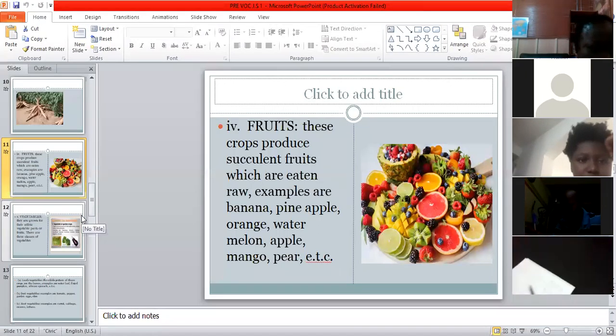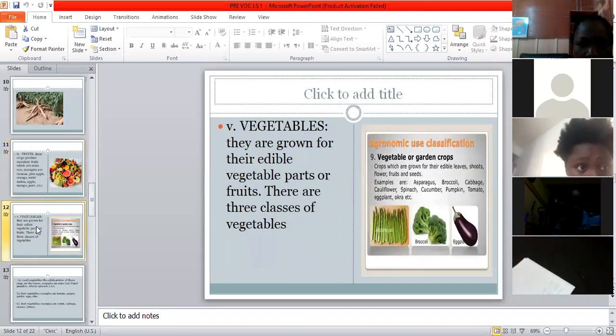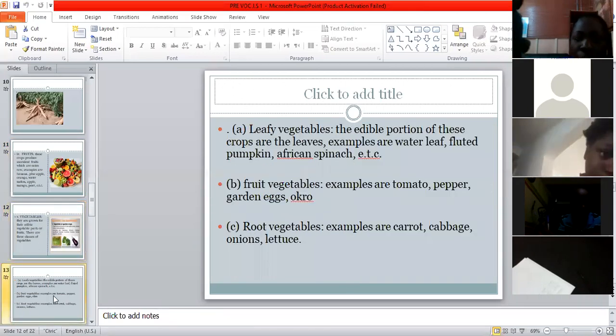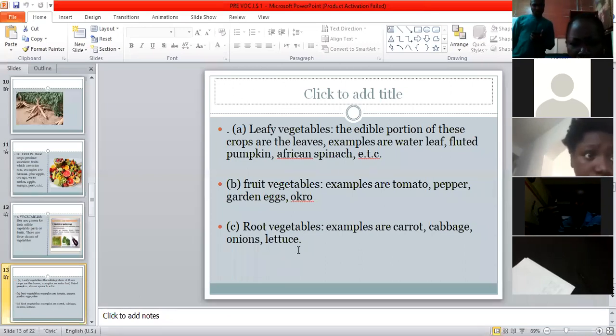Then the last example under this food crop is vegetables. Vegetables are grown for the edible vegetable parts of fruits. We have three classes of vegetables. The first one is the leafy vegetable. The second one is the fruit vegetables, and the third one is the root vegetables. Let me explain. What are leafy vegetables?